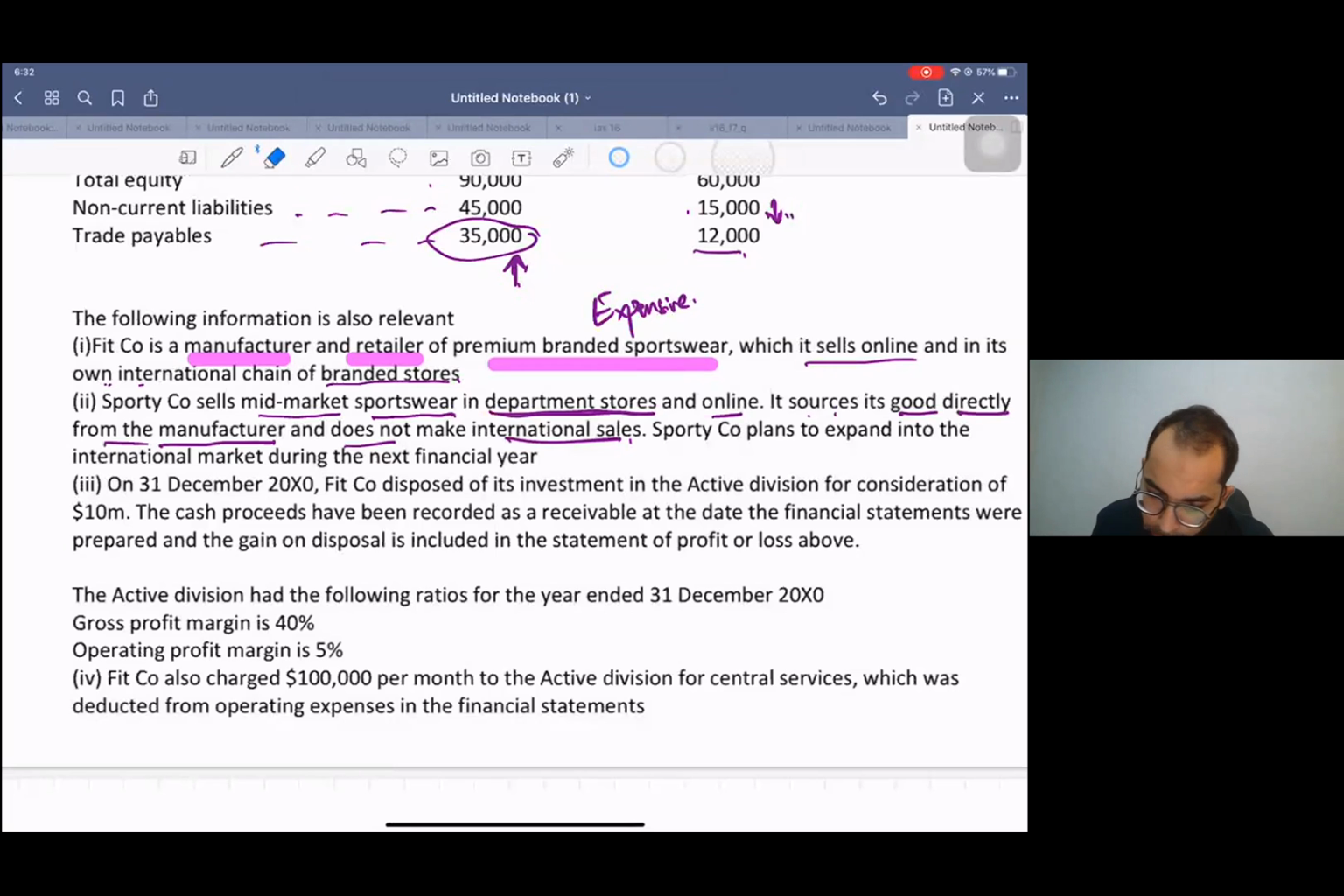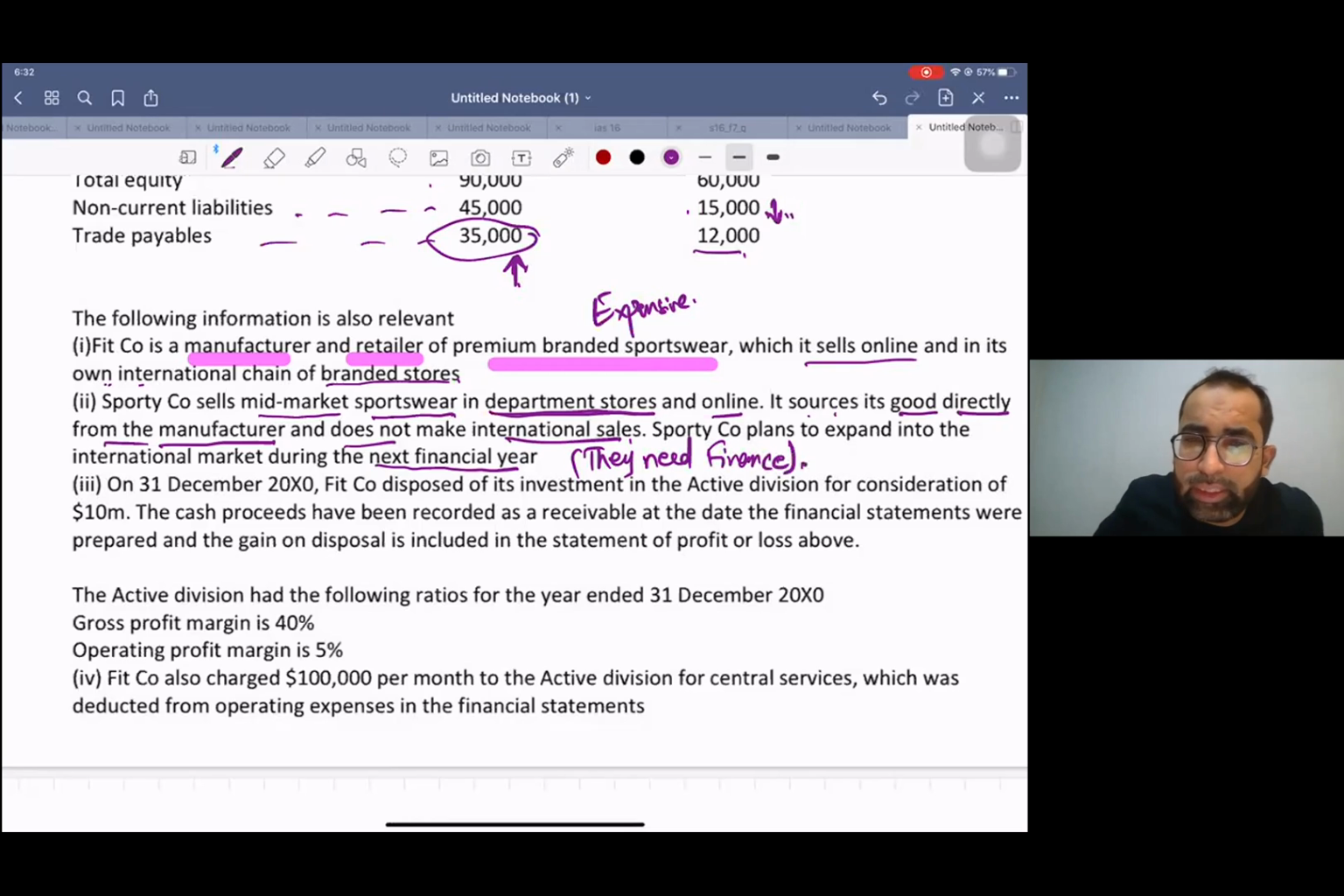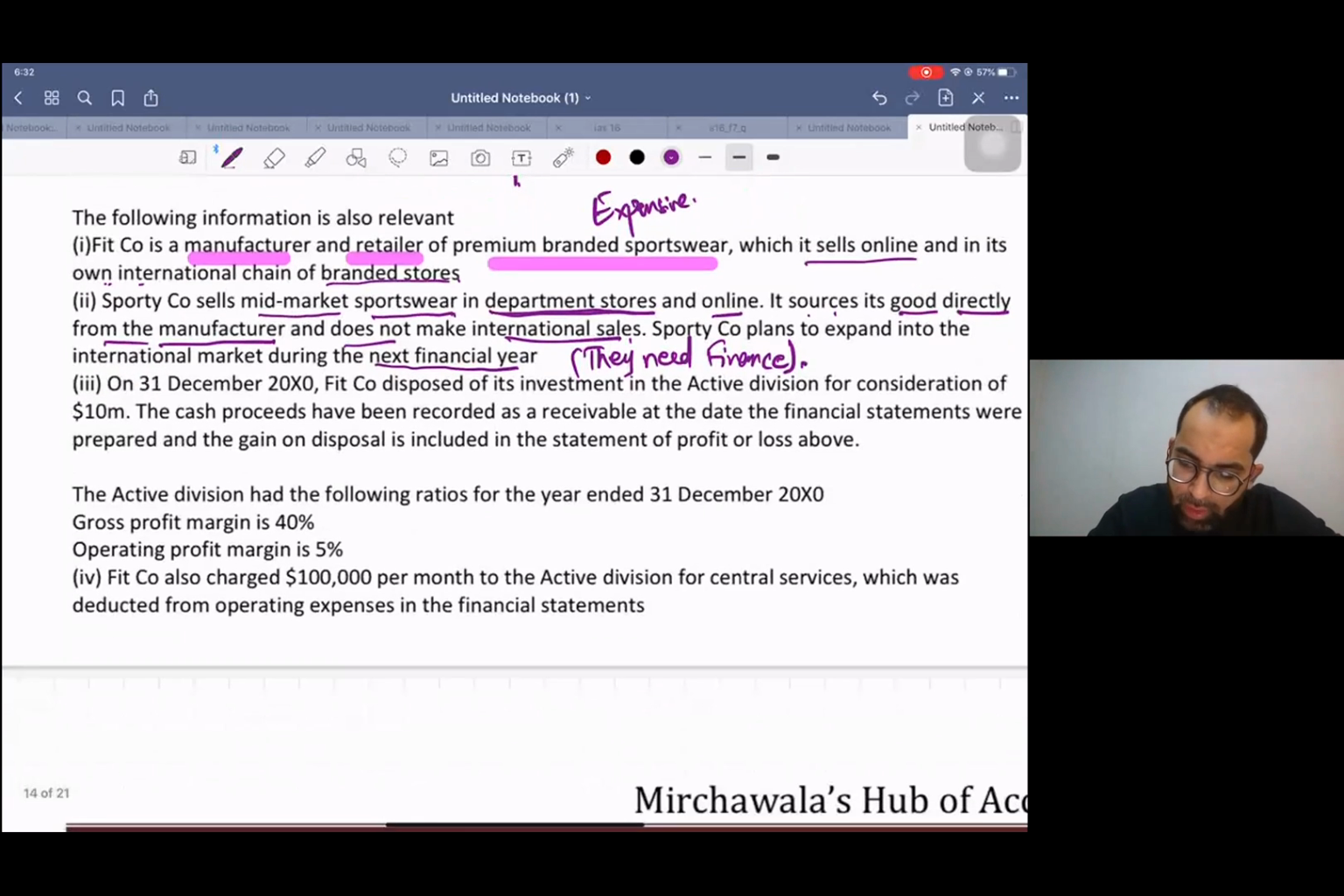Now, Sporty company plans to expand into international markets during the next financial year. That's their plan to expand, but for that they need finance. Okay, for this thing they need finance. And for this finance we need to comment on how they will generate it. Is there any possibility of good finance they can arrange?